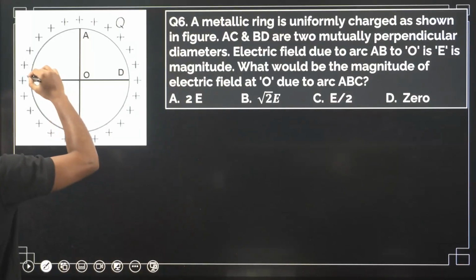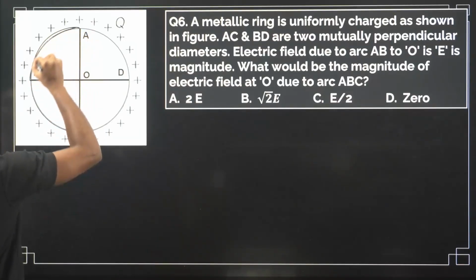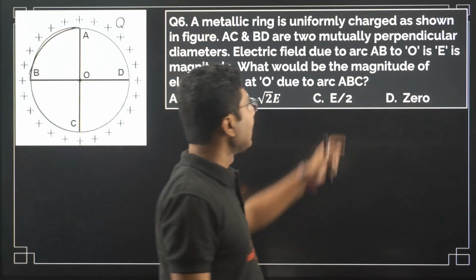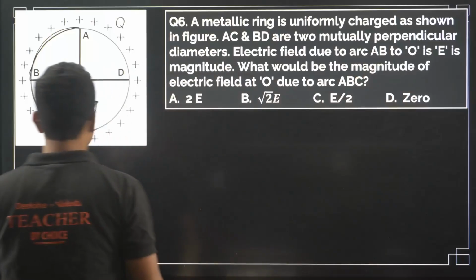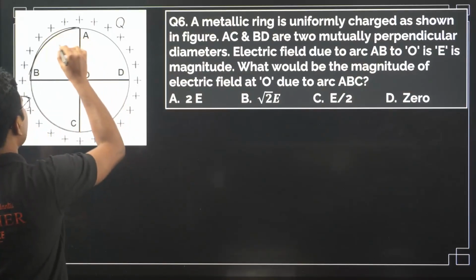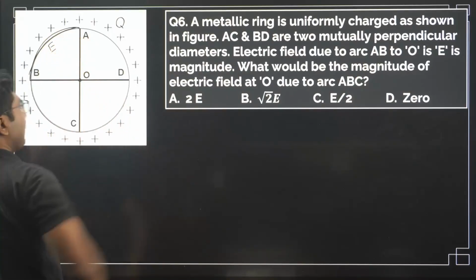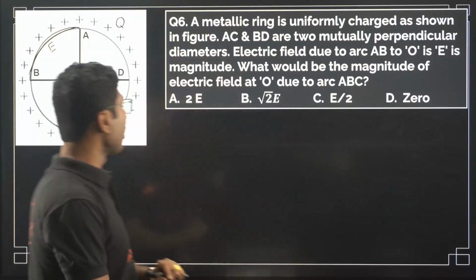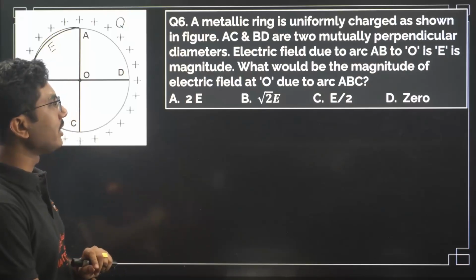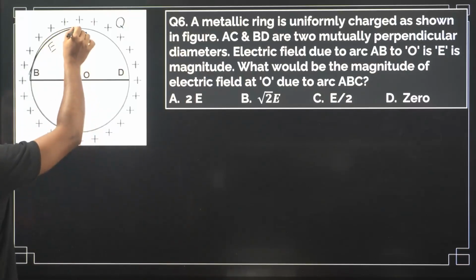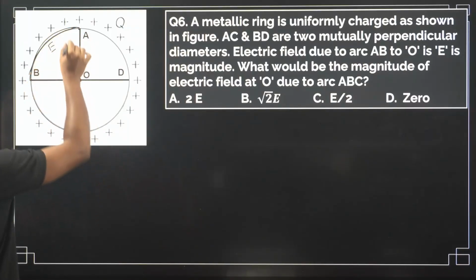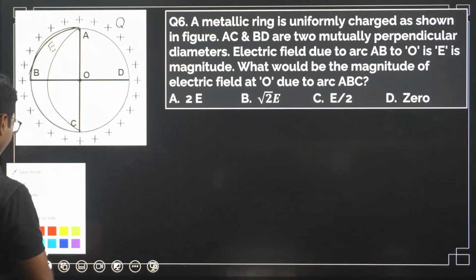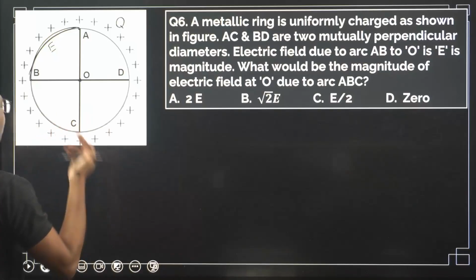Electric field due to the arc AB at O is E. Okay, so electric field due to this arc is E at O. What would be the magnitude of electric field at O due to the arc ABC? So what will be the electric field due to this entire ABC arc? Okay, so that is the question. So how to solve it?